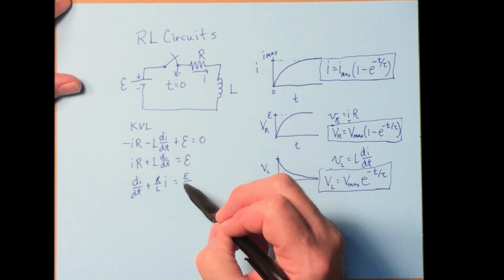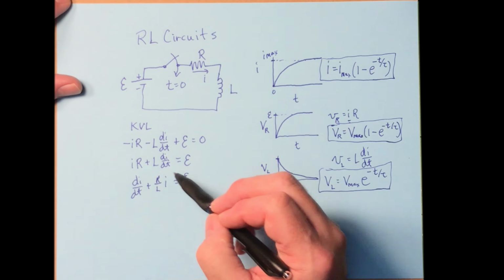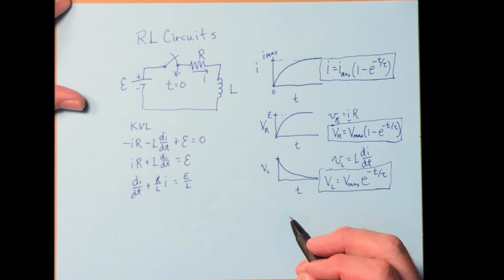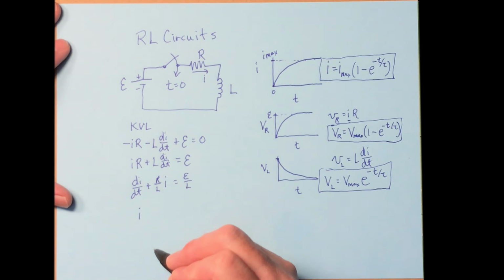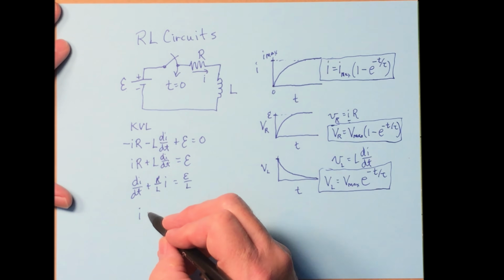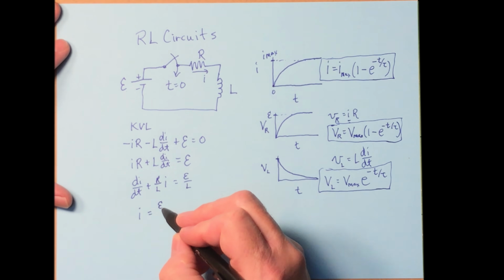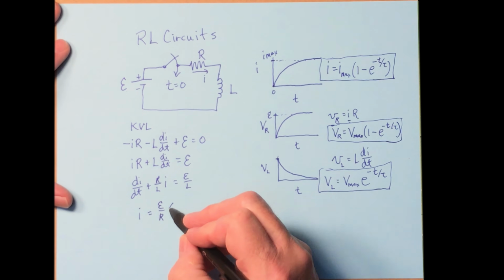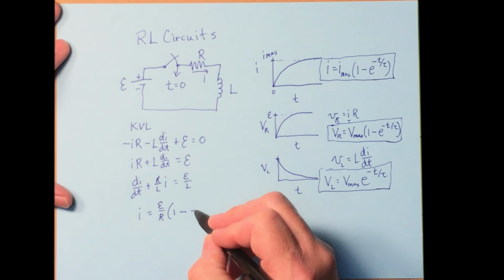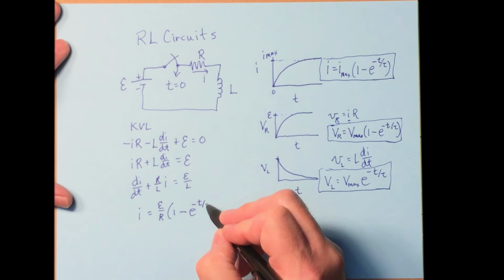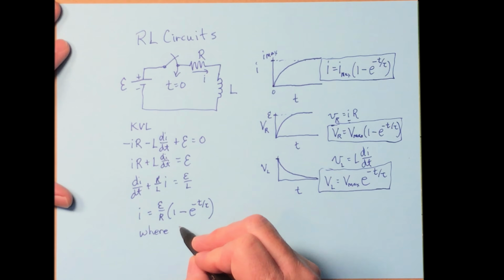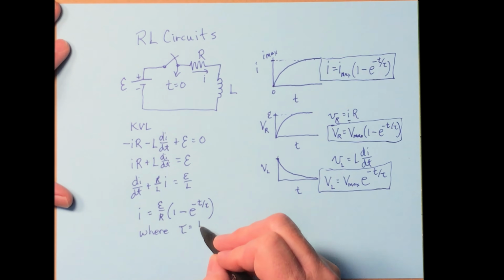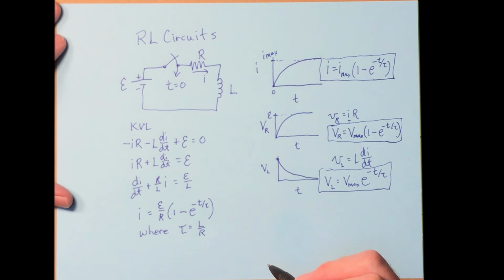Now, if you were to go through the steps of solving this, this one is not all that difficult, and someone who's had differential equations would be able to solve this in almost no time. But when you go through the steps, here's what you get. I, and remember I is a function of time, is equal to E over R times 1 minus e to the negative t over tau, where tau is, in this case, L over R.